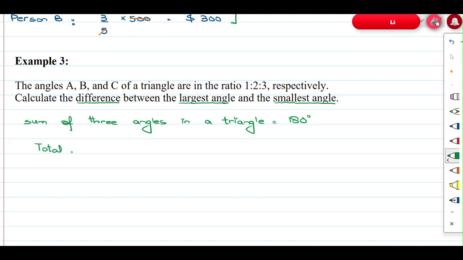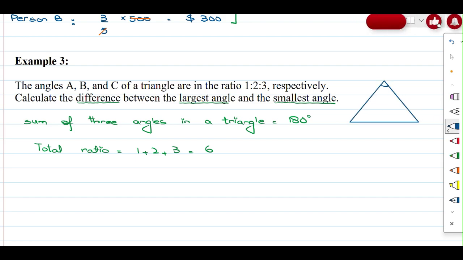So the total ratio is 1 plus 2 plus 3, that is 6. Now we have the total ratio and the total. Let's say this angle is A, this angle is B, and this angle is C. There are three angles in a triangle, and the total angle sum in a triangle is 180. Now we have the total for the ratio.